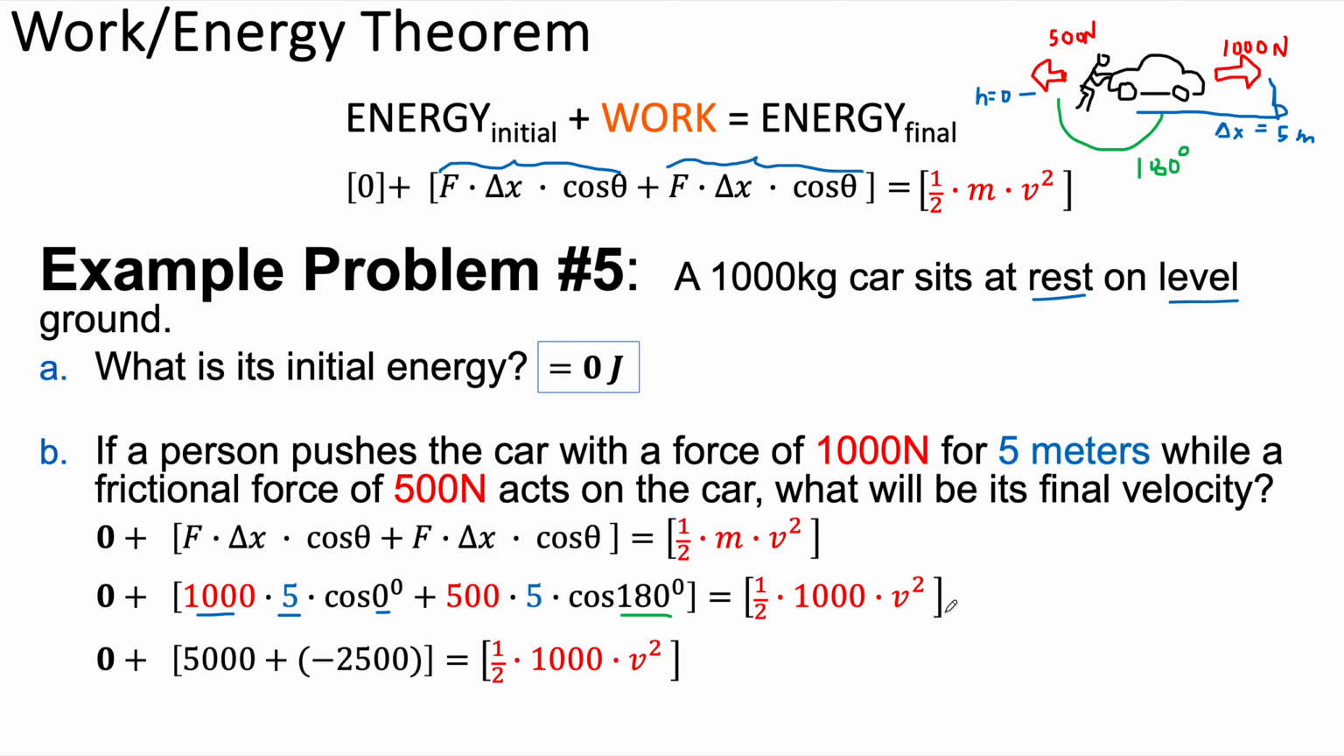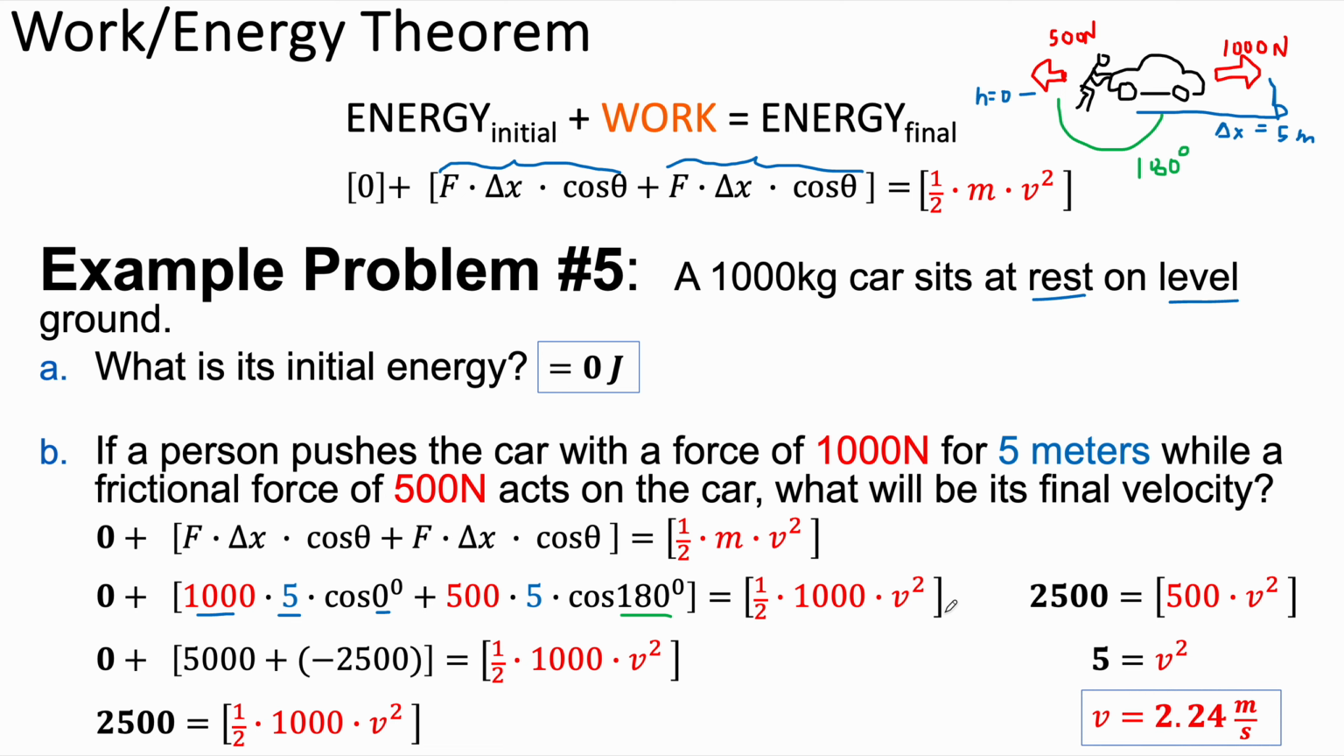Plugging in the numbers, the work done is 500 joules. The work done by friction, negative 2,500 joules, equals the kinetic energy. Or we end up with 2,500 equals the kinetic energy. Multiplying through by that 1/2, we get 2,500 equals 500 times v squared. Or v squared is equal to 5 if we divide both sides by 500, giving us our final velocity about 2.24 meters per second.